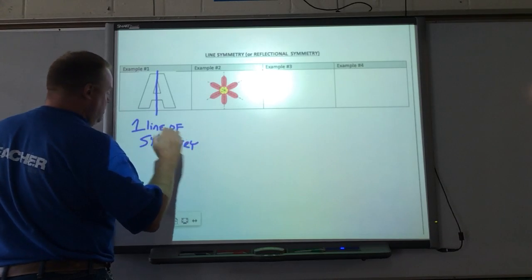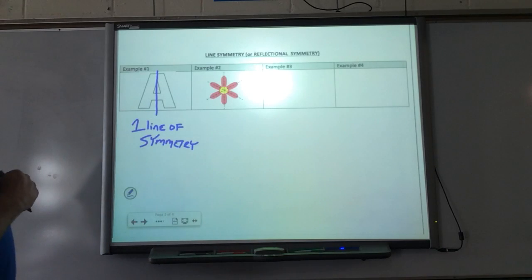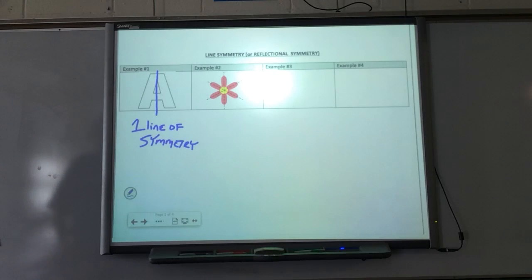I can't force another one in there. Like I said, I can't cut it in half horizontally. I can't do it diagonally. I can't do anything like that. So in essence, I only have one line of symmetry. I can only cut it in half one way.